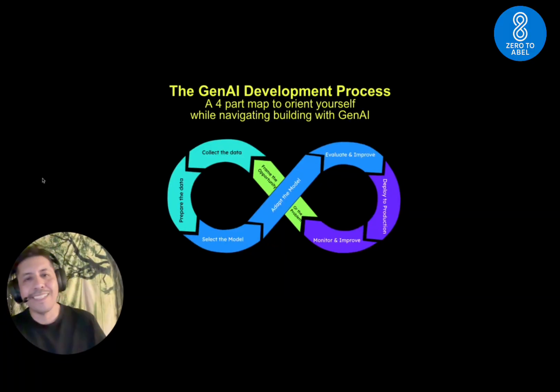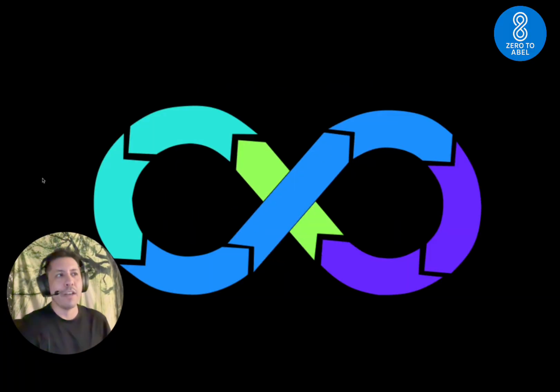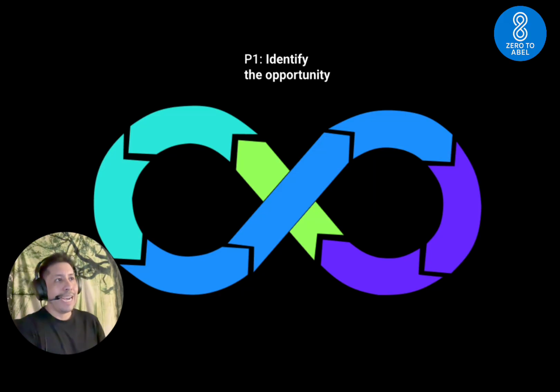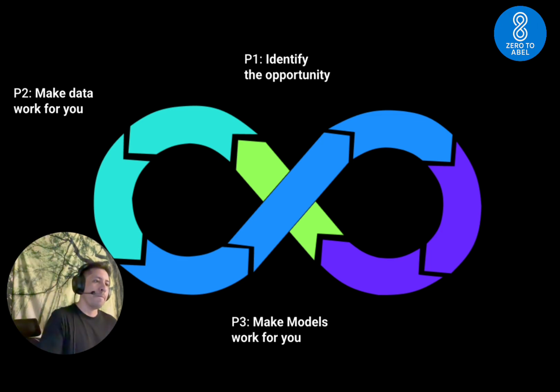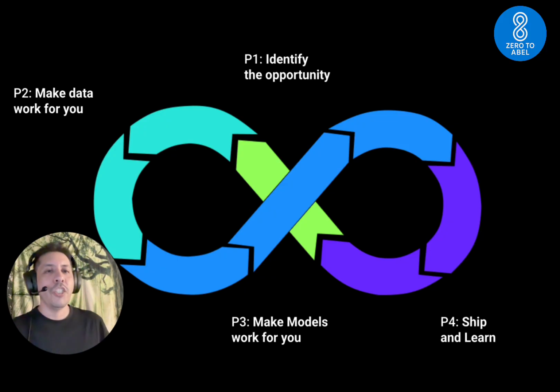Begin with part 1. All right, let's get started. The GenAI development process. Now, I told you I broke this down into 4 main parts, 7 to 8 stages. Start off with part 1, which is identifying the opportunity. Then we're going to talk about part 2, which is make the data work for you. Eventually to part 3, which is make the models work for you, and the last part, ship and learn. All right, so let's get going here.